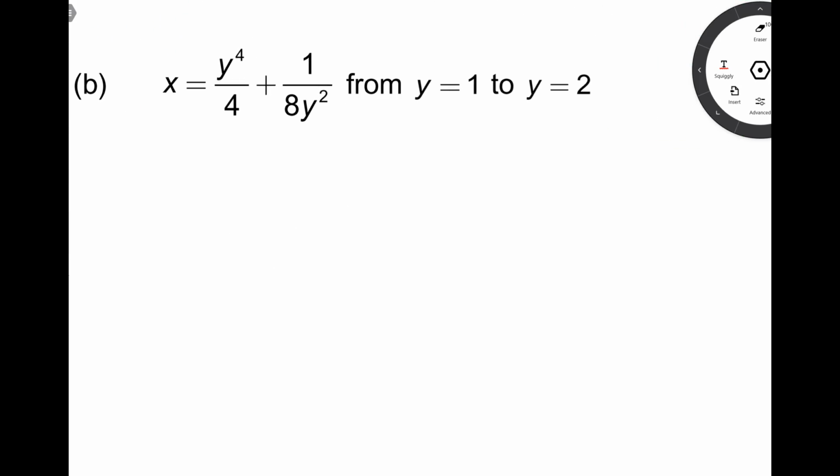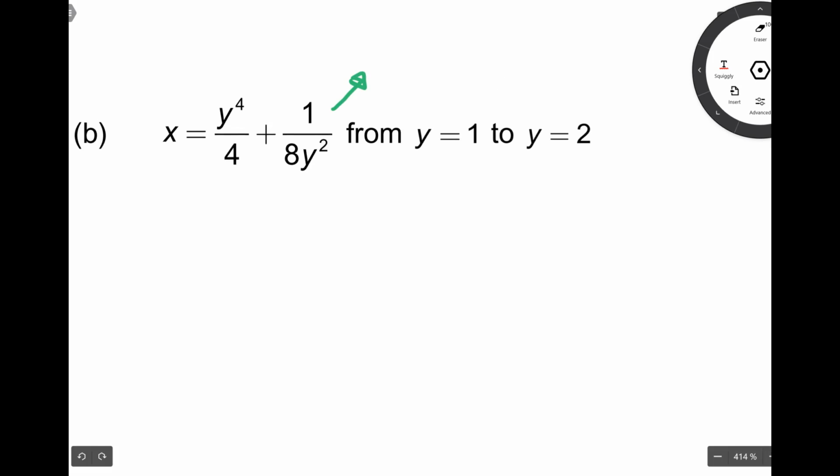So b. There's so much math in here. x to the 4th over 4 plus 1 over 8 y squared from y equals 1 to y equals 2. So here clearly we're going to be going in terms of y, because we're going from y equals 1 to y equals 2. So it's like the other way. It's the other one.